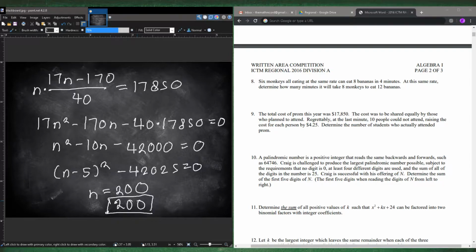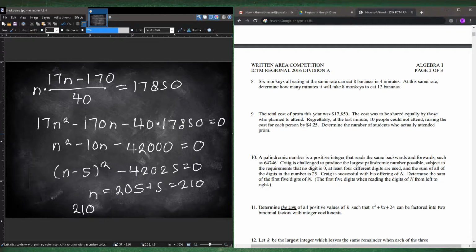Square root of this is 205, plus that 5 will equal 210. So that was the amount of people that originally was supposed to attend. Originally supposed to attend was 210. But then 10 people could not make it, right, in this question that they told us. So that means 210 minus 10 is 200. So the answer is 200.